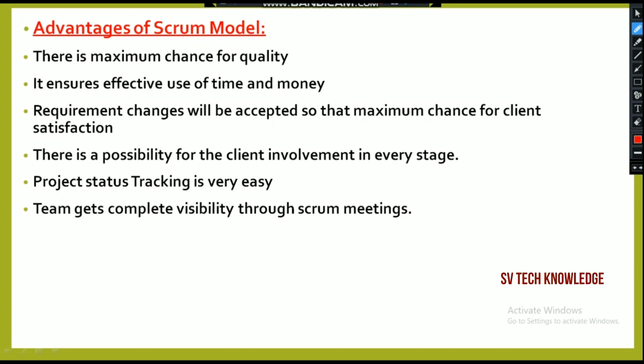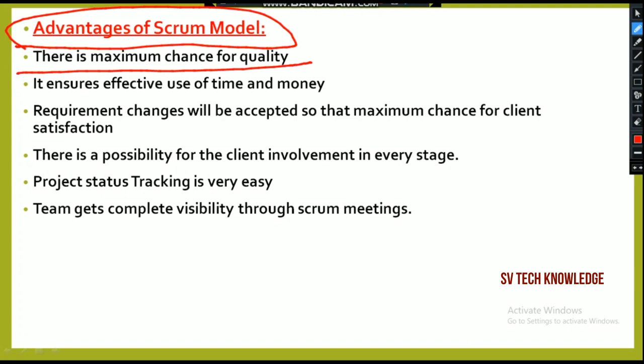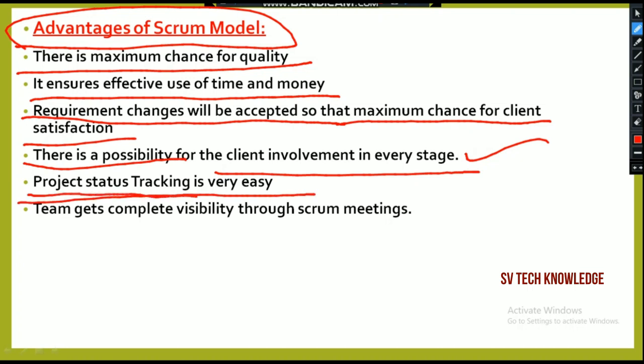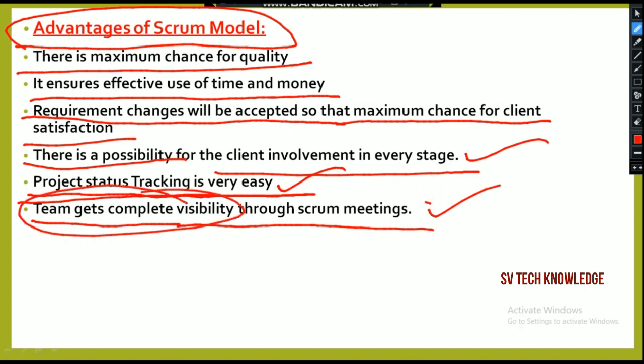Coming to the advantages of the Scrum model. There is a maximum chance for quality. If you do any project in the Scrum model, there is a maximum chance of quality. Next, it ensures effective use of time and money. Requirement changes will be accepted, so there is a maximum chance of client satisfaction. There is a possibility for client involvement in every stage of the project. Project status tracking is very easy. The team gets complete visibility through Scrum meetings. After each event, there will be a Scrum meeting, and in that meeting, complete visibility for the team will be there.